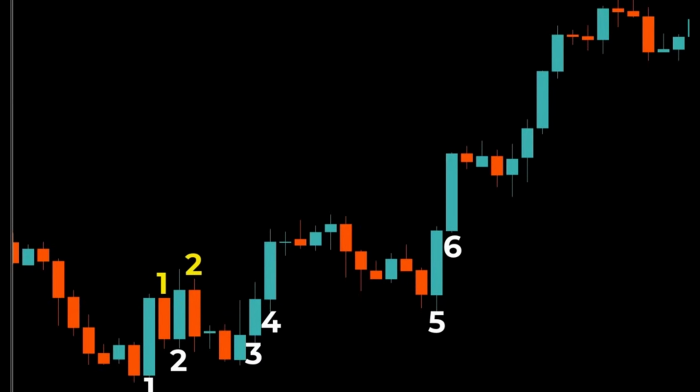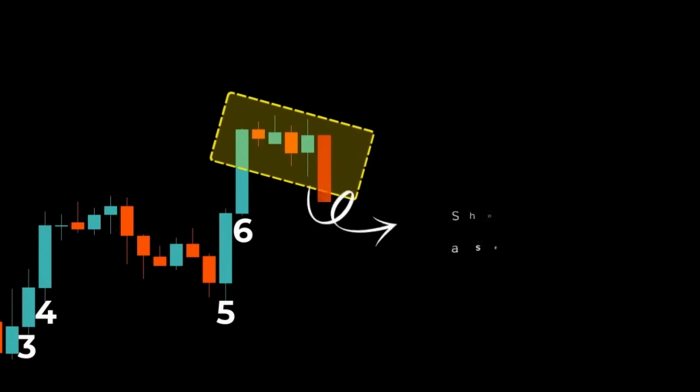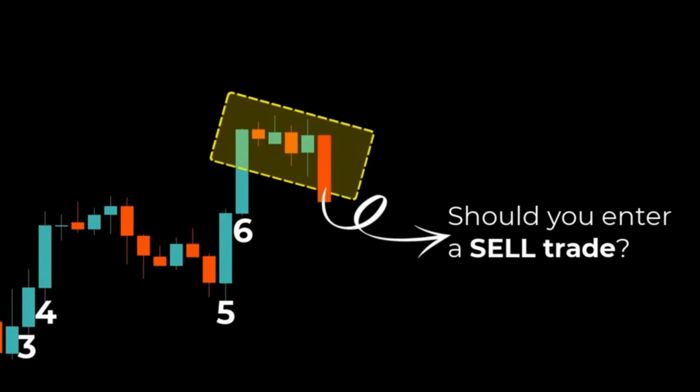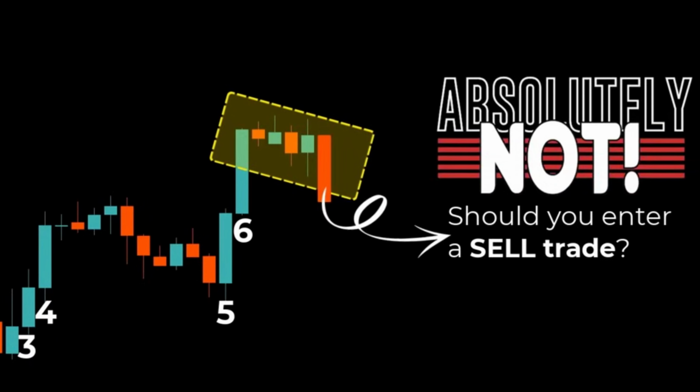Now, let's go a step further. Suppose the price suddenly breaks lower. Should you enter a sell trade? Absolutely not. Here's why. The market structure is still bullish, and selling here is high risk. Even if you make a profit, it's likely to be small.